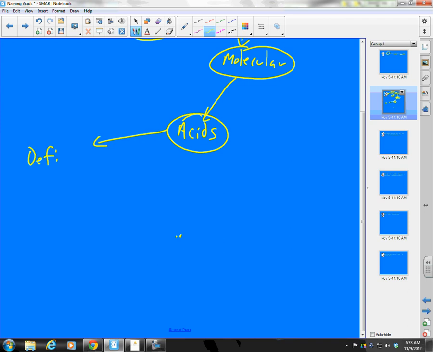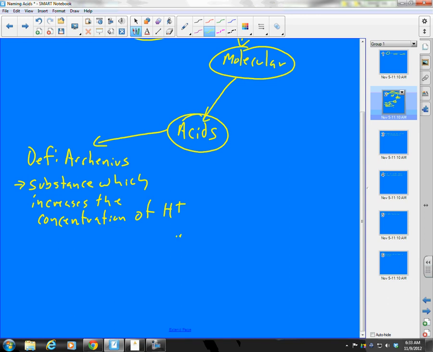Well, there are several definitions, and we want to learn the Arrhenius definition. And later in your life, you'll learn about the Lowry-Bronsted and the Lewis definition, but we only care about the Arrhenius. And here's what the Arrhenius definition is. An acid is a substance which increases the concentration of H plus when dissolved in water.